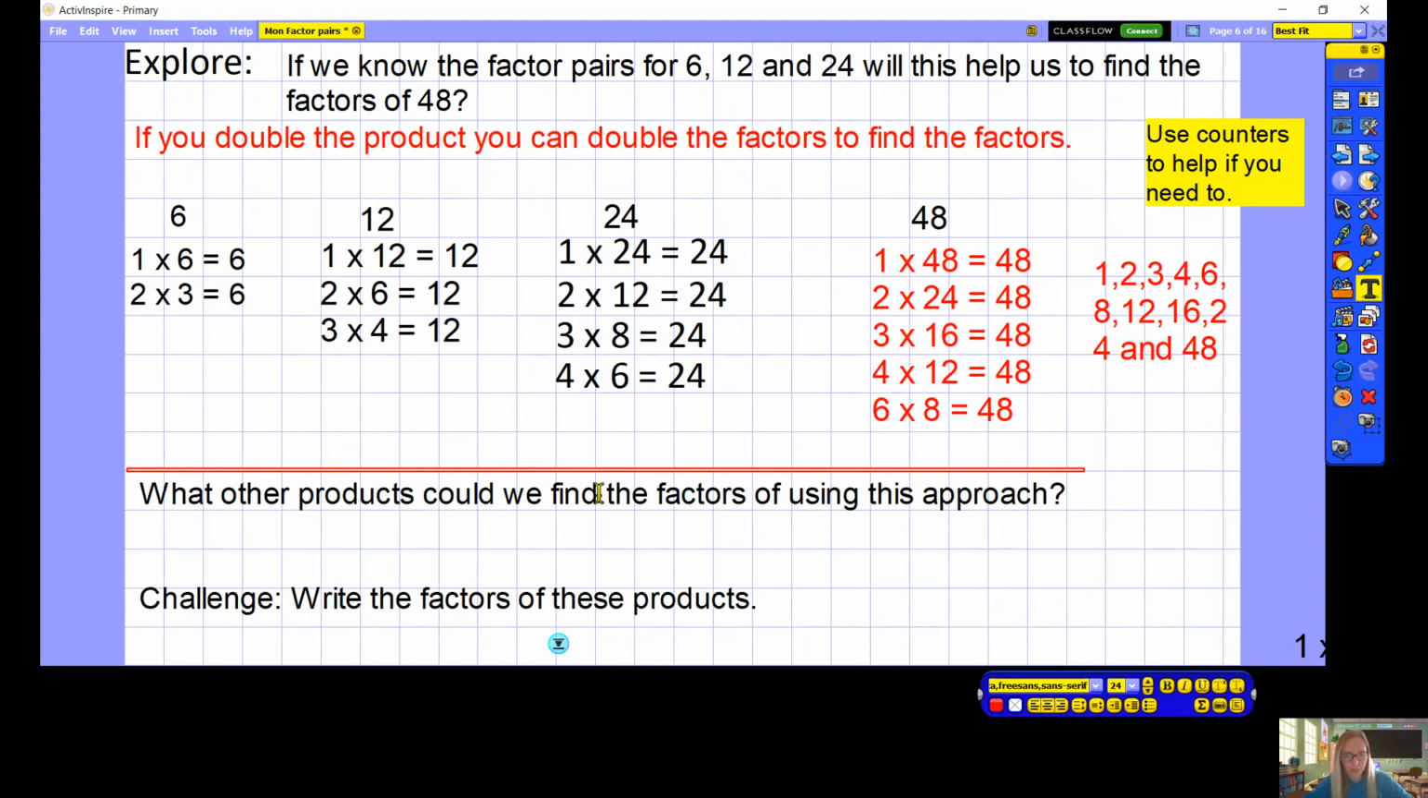So I wonder what other products we could find the factors of using this approach. Well, if we use that knowledge of doubling, we could also double 48 to find the factors of the next number. So double 48 is 96. So if you want a bit of a challenge now, you could pause the video while you write the factors of 96 by doubling the factors of 48.